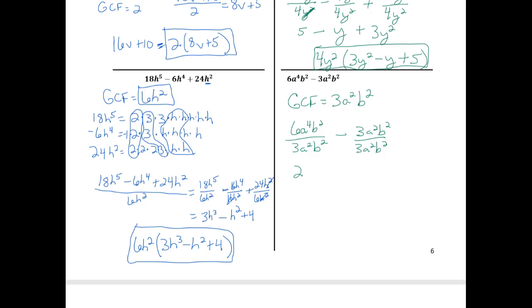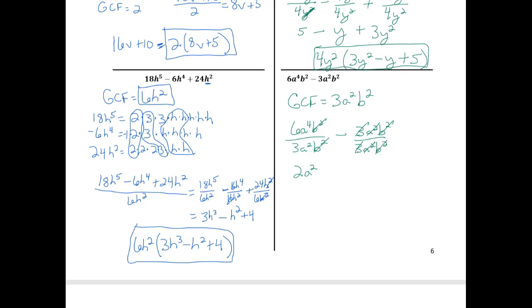a to the 4th divided by a squared would be a squared, right? 4 minus 2. b squared divided by b squared is 1. In the next term, 3 divided by 3 is 1. a squared divided by a squared is 1. And b squared divided by b squared is 1.